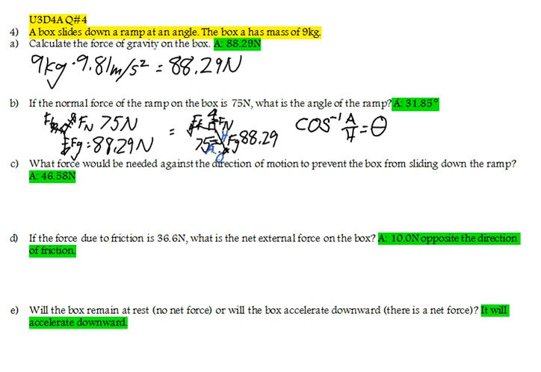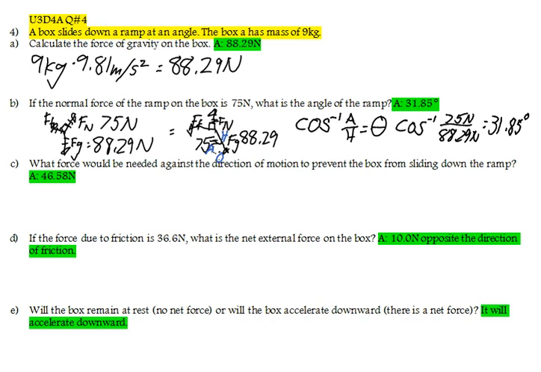So you put that into your calculator. So the inverse cosine of the adjacent side, which is 75 newtons, divided by 88.29 newtons. You put all that in and you end up getting an angle. Make sure your calculator is on degrees and not radians. 31.85 degrees. That is the angle of the ramp.